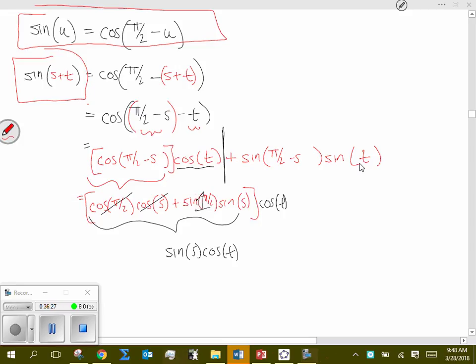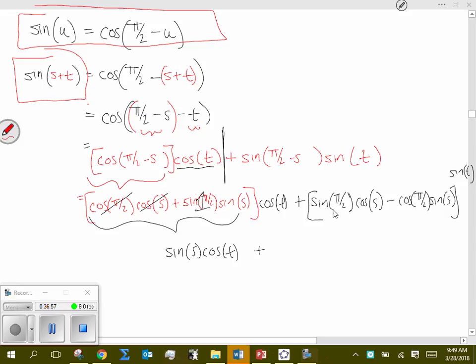And we can kind of evaluate this, extend this, and say that this is sine of pi over 2 cosine of s minus cosine of pi over 2 sine of s, and then times sine of t, and do the same kind of simplification.